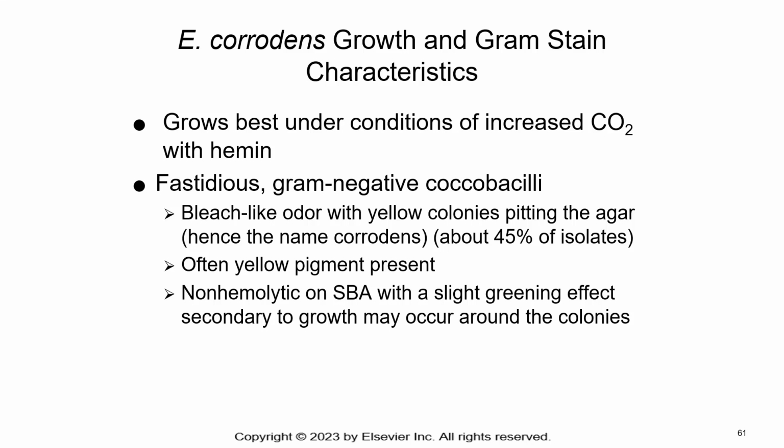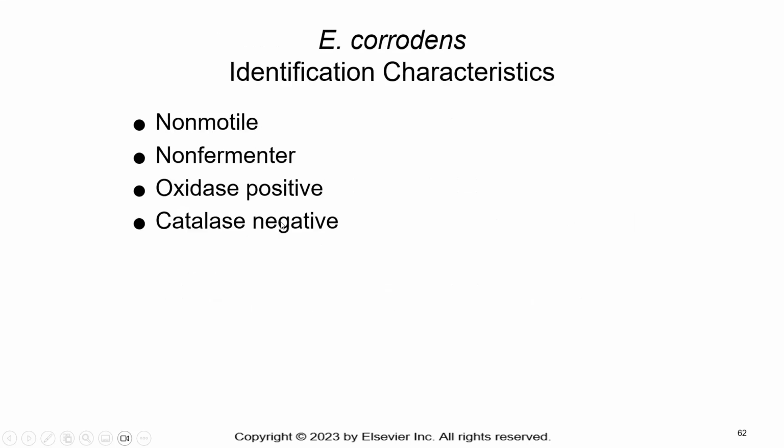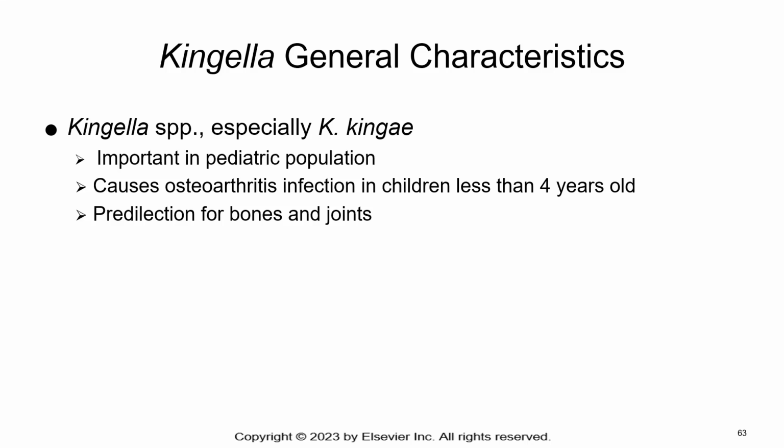Another common question that I'll see about Eikenella is its bleach-like odor and pitting into the agar. So this one actually sinks into the agar. Those are key features of Eikenella. Non-motile, non-fermenter, oxidase positive, catalase negative. Important in the pediatric population, it causes osteoarthritis infection in children less than 4 years old. Predilection for bones and joints.